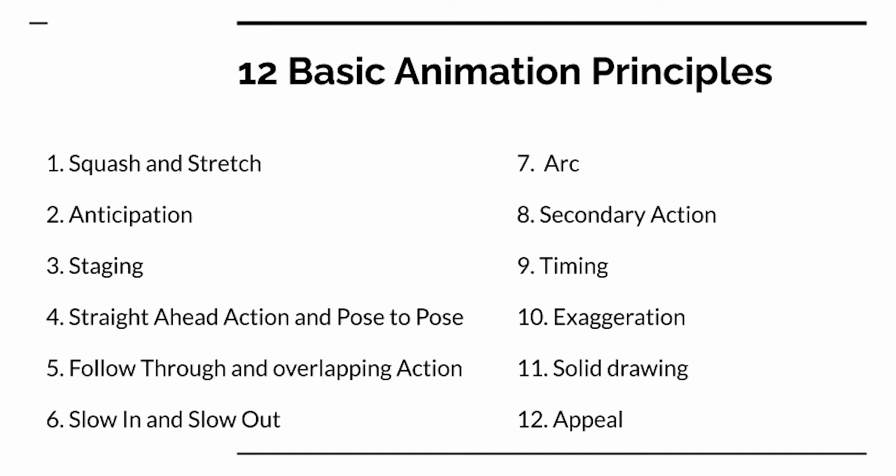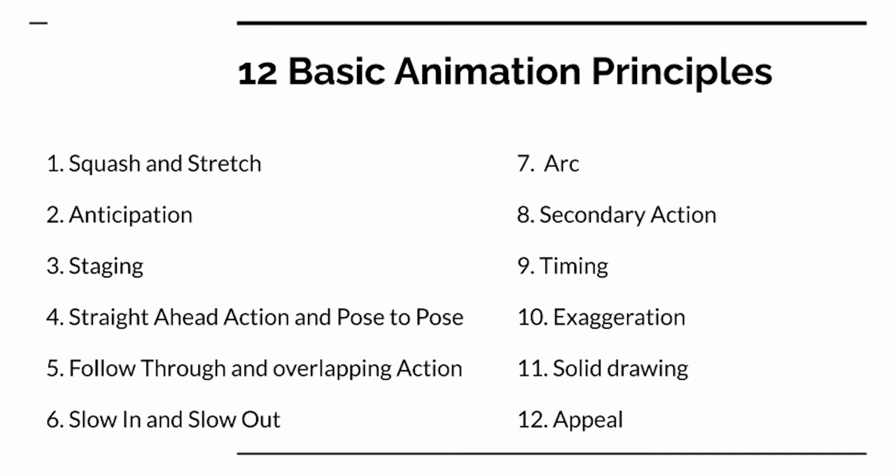Solid drawing doesn't really apply in 3D computer animation since everything is already 3D, but you can keep in mind that you want to angle your object or light it in a way that gives your object more of a sense of volume. Appeal is kind of an abstract notion of making your object likable or more attractive to the viewer. In the bouncing ball, let's focus on squash and stretch, slow in and slow out, arc, timing, and exaggeration.